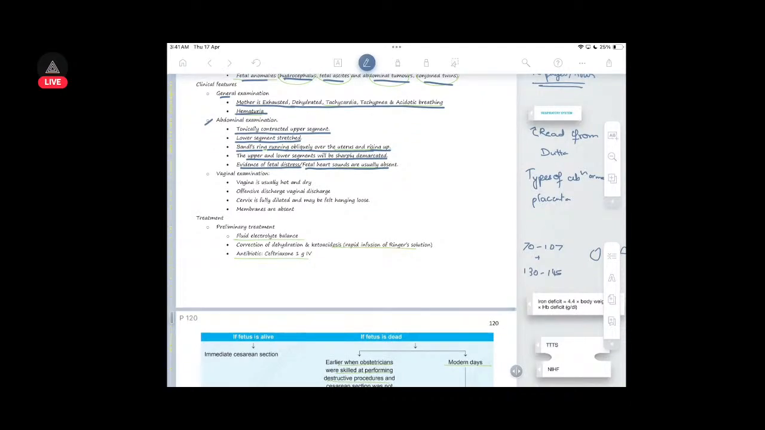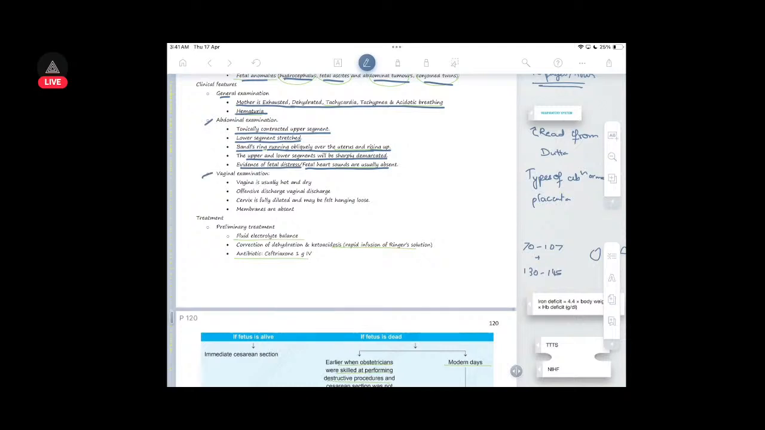Okay. Upper and lower segments will be sharply demarcated. Bandl's ring running obliquely over the uterus and rising up will be seen. Tonically contracted upper segment, lower segment is stretched.